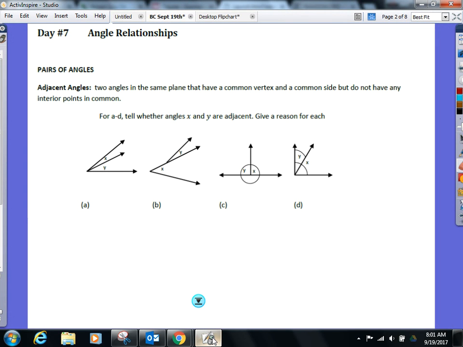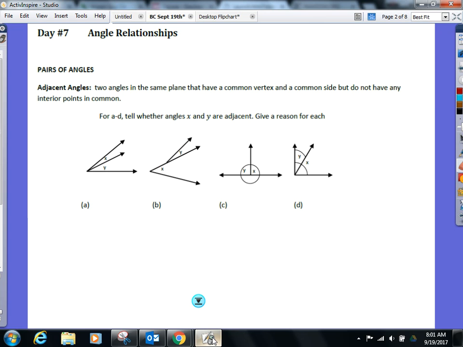Okay, day 7, relationships between angles. First topic, adjacent angles. Two angles have the same vertex and they share a side. I'll show you what it means in a second by they do not have any interior common points.